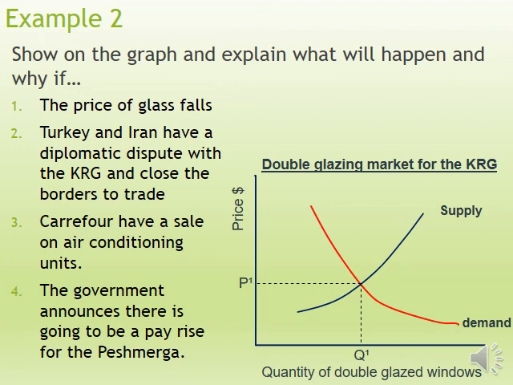What would happen if Carrefour was having a sale on air conditioning units? Is an air conditioning unit, is that a complementary or substitute good? Think about that. 4. The government announces that there's going to be a big pay rise for the Peshmerga. So the Peshmerga are the biggest employer in Erbil. No company hires more people than the Peshmerga.